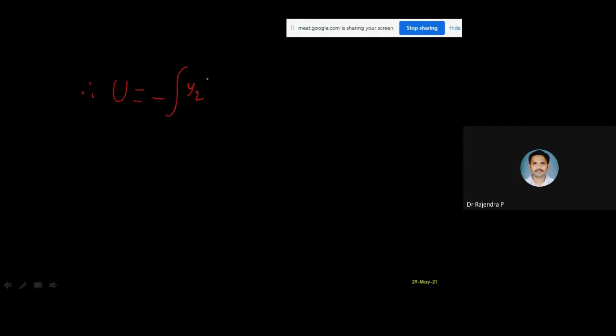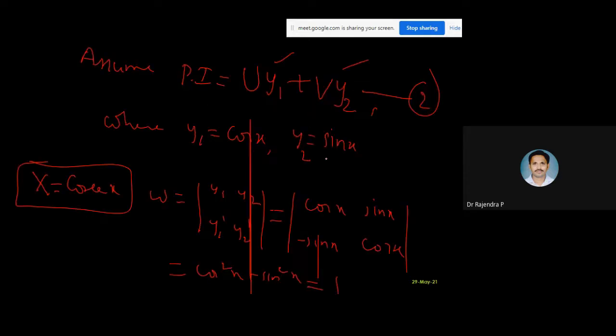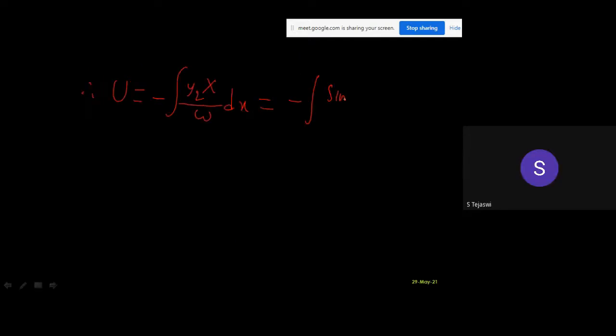The formula is u equals minus integral y2 capital X by w dx. This is my formula. You have to remember it by heart. So this will be equal to minus integral of y2, which we have taken as sin x, times capital X, cosecant x, by w, whose value is 1. Cosecant is the reciprocal of sin, so 1 by sin, and sin gets cancelled. What we have is integral 1 dx. Good, so this will be minus x.